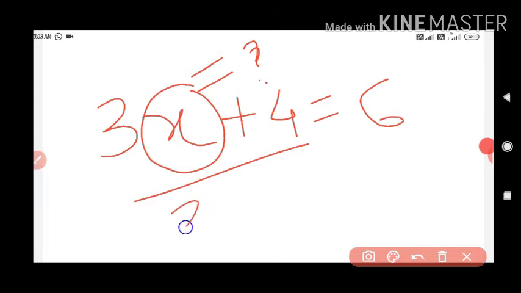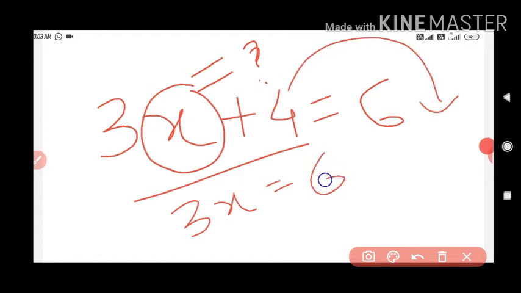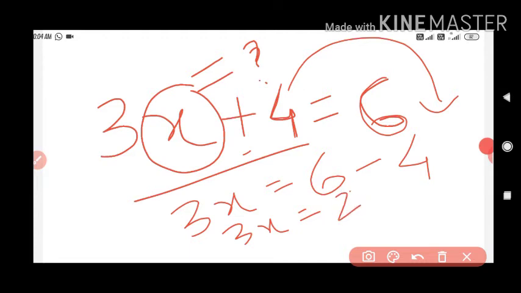First, 3x equal to, now what will you do? You will transpose this 4 to the right hand side. So here it is plus, so it will become what? After equal, what do we have? 6, isn't it? So after 6 we will transpose this 4 to the right hand side. Here it is plus, so here it will become minus 4. Now 3x is equal to 6 minus 4. How much will you get? 2, isn't it?